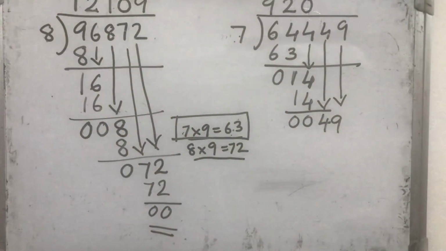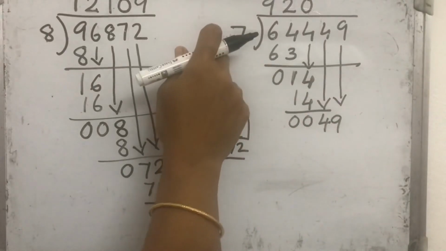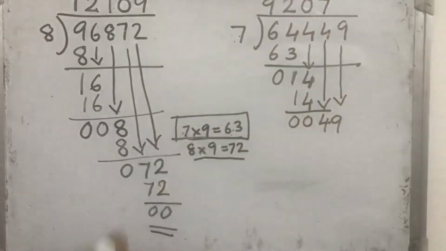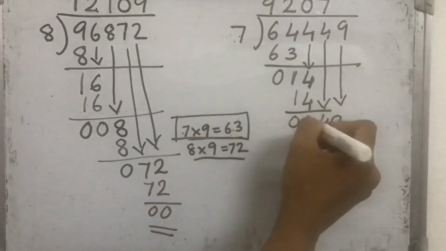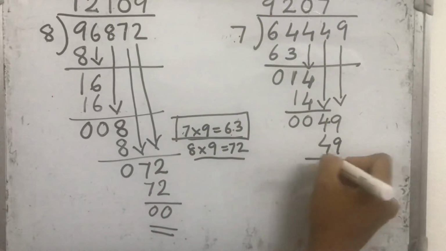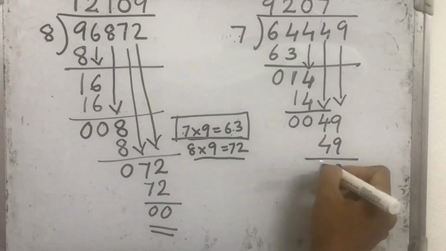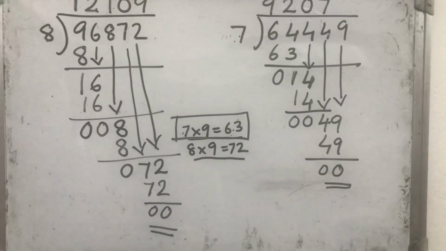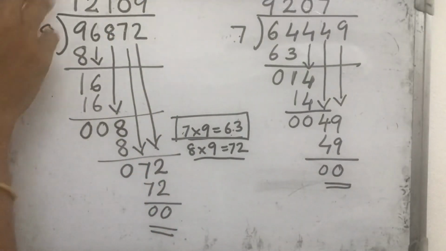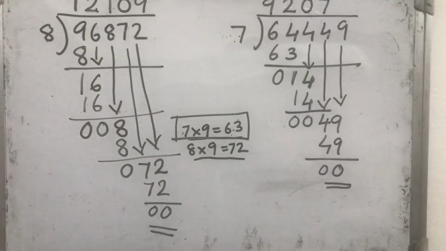49 divided by 7. That also we know from the table of 7. 7 into 7 is 49. So 49 divided by 7 will be 7. Again multiply 7 with 7, we get 49. After subtracting, the remainder is 0. So this is the division of a 5-digit number by a single digit number. The same steps you can follow for dividing any number by a single digit number.